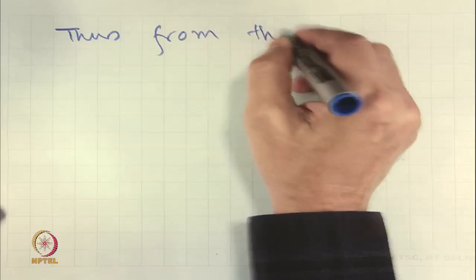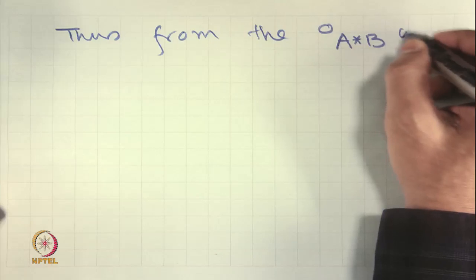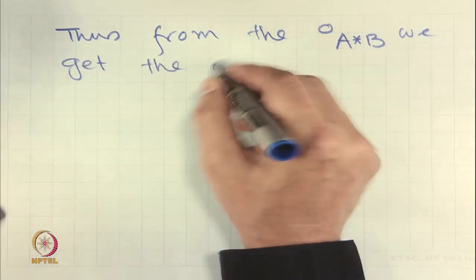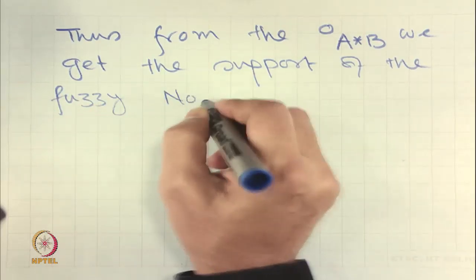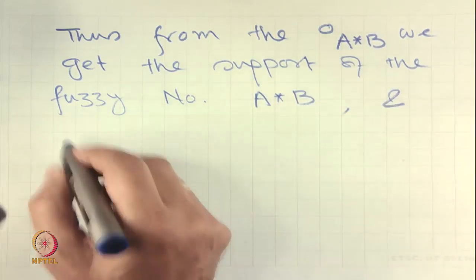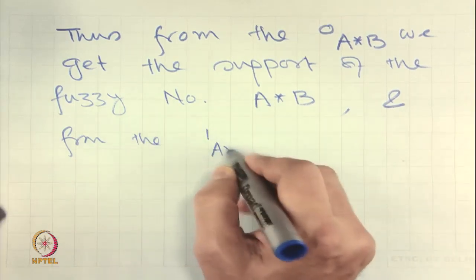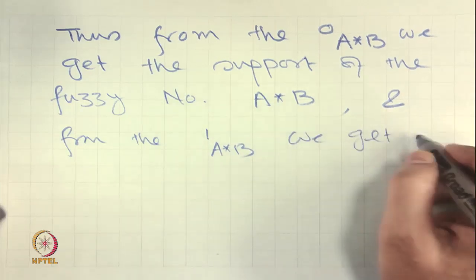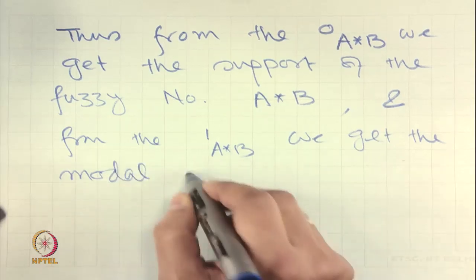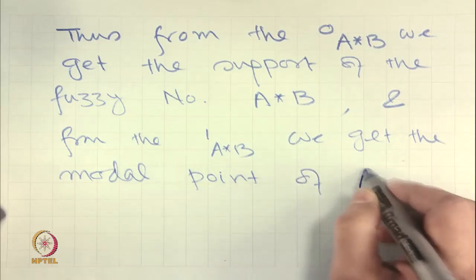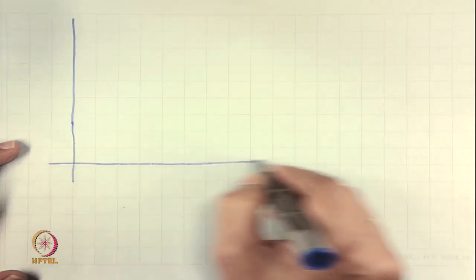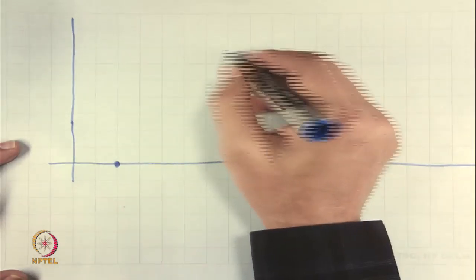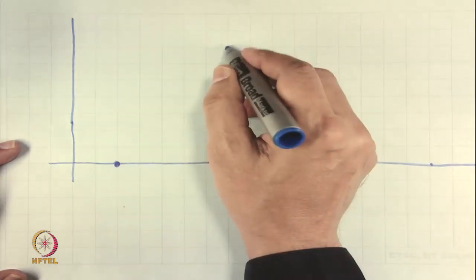Thus, from the 0 cut of A star B, we get the support of the fuzzy number A star B, and from the one cut of A star B, we get the modal point of A star B. So, if we plot it, we got the 3 important points for A star B.